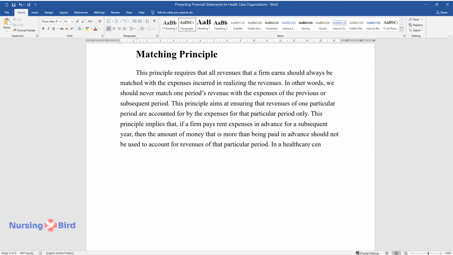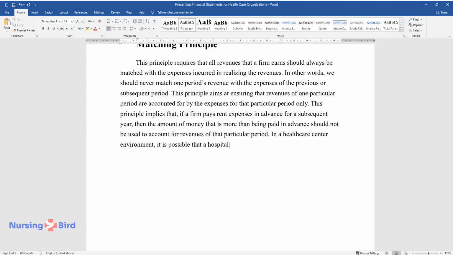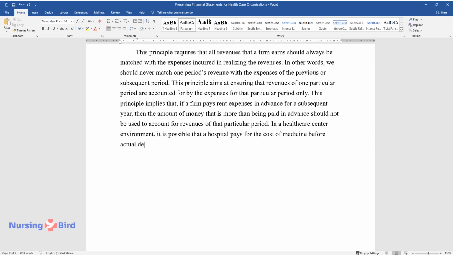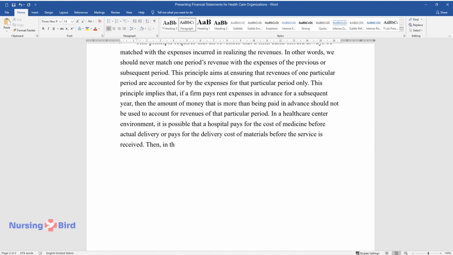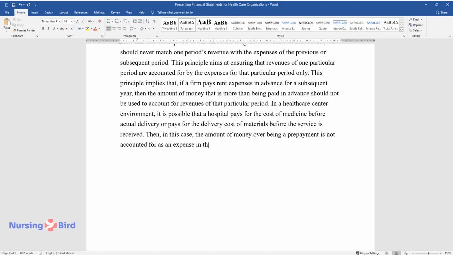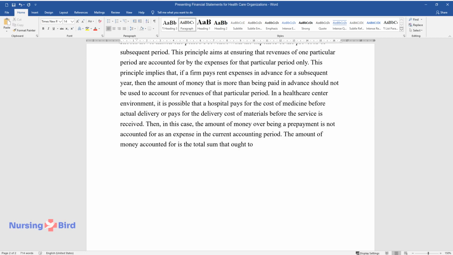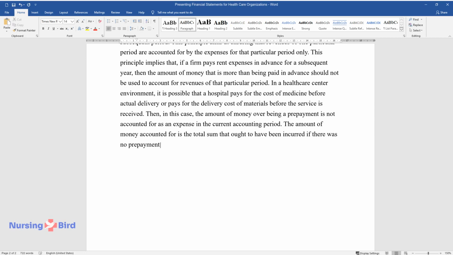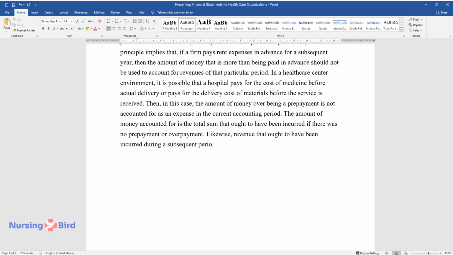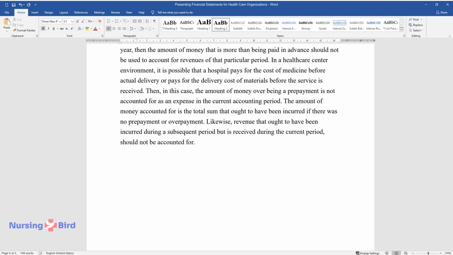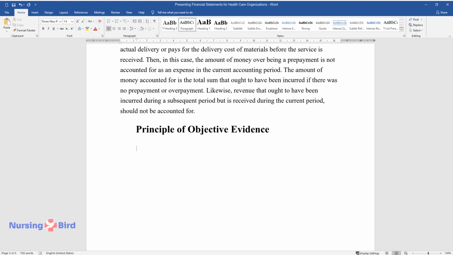In a healthcare center environment, it is possible that a hospital pays for the cost of medicine before actual delivery or pays for the delivery cost of materials before the service is received. Then, in this case, the amount of money over being a prepayment is not accounted for as an expense in the current accounting period. The amount of money accounted for is the total sum that ought to have been incurred if there was no prepayment or overpayment. Likewise, revenue that ought to have been earned during a subsequent period but is received during the current period should not be accounted for.